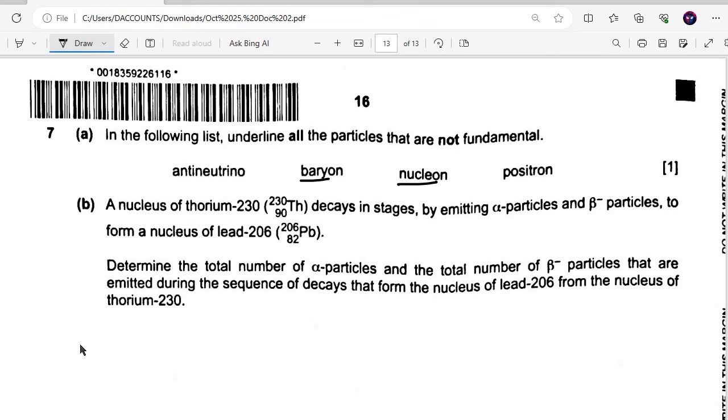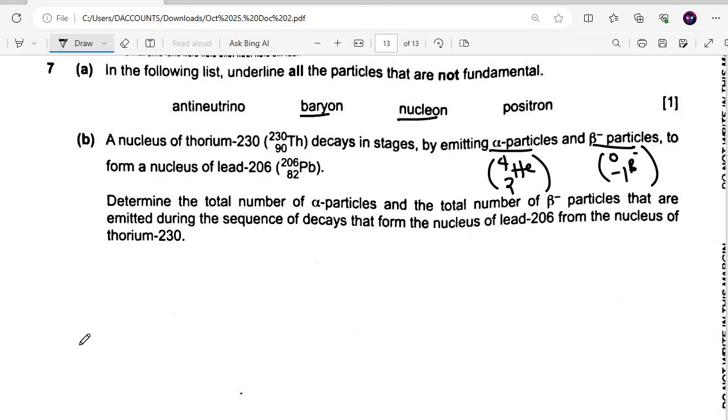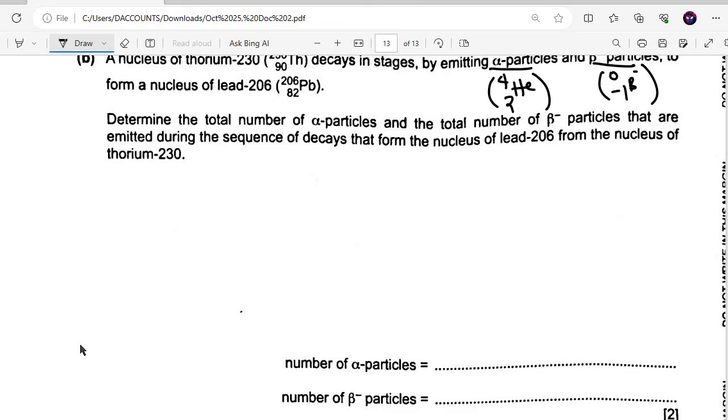Now, the nucleus of thorium decays by emitting alpha particles and beta particles, beta negative. Remember that an alpha particle is helium 4,2. A beta particle is 0, minus 1, beta negative. So it emits alpha and beta particles to form lead 206. Determine the number of alpha particles and the total number of beta particles that are emitted during the sequence of decay from the thorium nucleus to form lead 206.